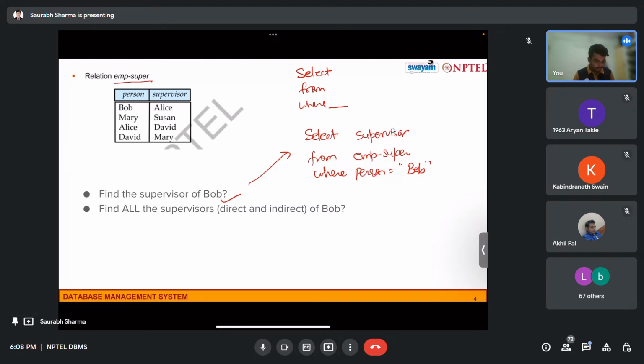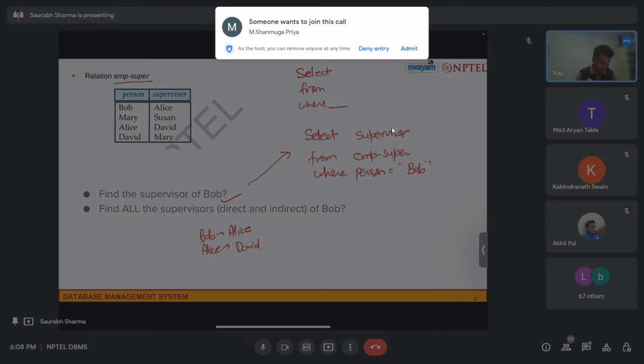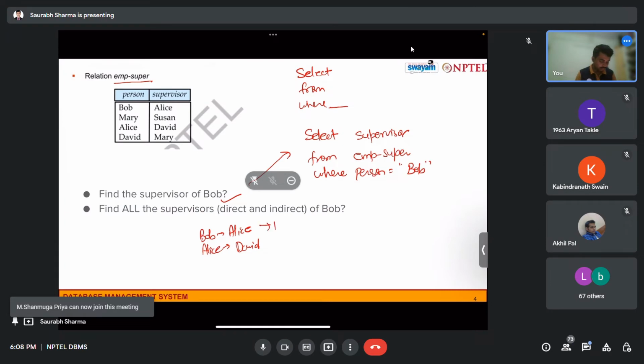In this way, you can say Bob is supervised by Alice. Now this is the direct supervisor case. Then Alice is also supervised by David. Okay, so indirectly Bob is also supervised by David. Then David is supervised by Mary. So we want to retrieve this kind of relation.